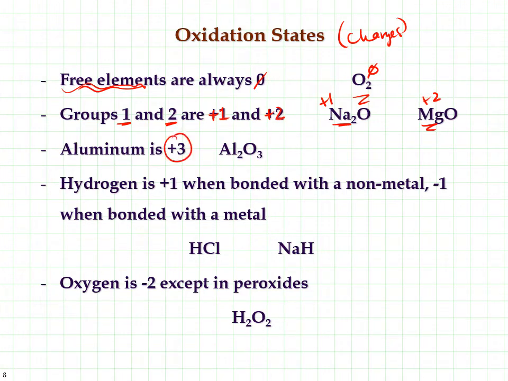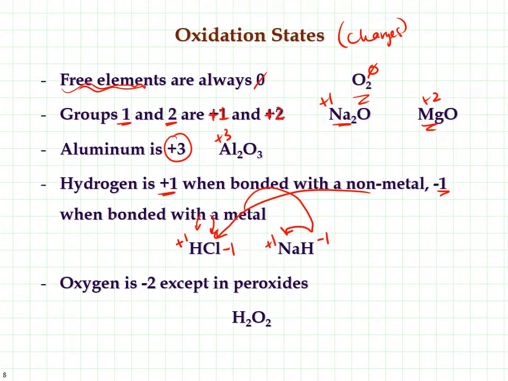Aluminum will always be +3. Hydrogen is a +1 if it's bonded to a non-metal, but it's a -1 if it's bonded to a metal. So I have hydrogen here with chlorine. Chlorine is a non-metal, and so our hydrogen will be +1 here. Chlorine will be -1 here. But sodium hydride, now I have hydrogen with a sodium. Hydrogen is going to be a -1, and that sodium will be a +1.